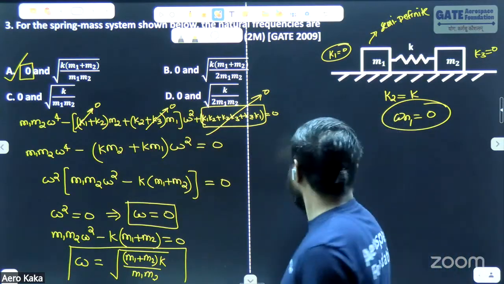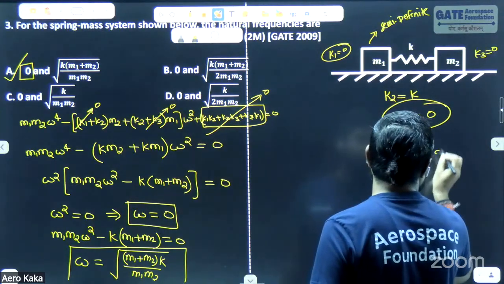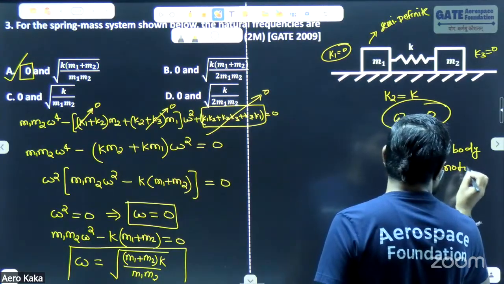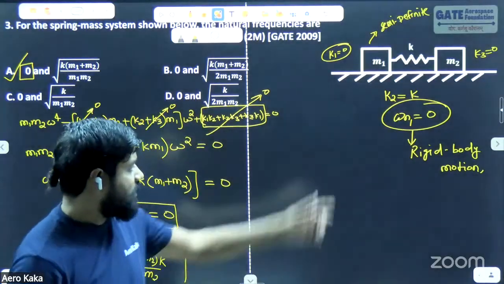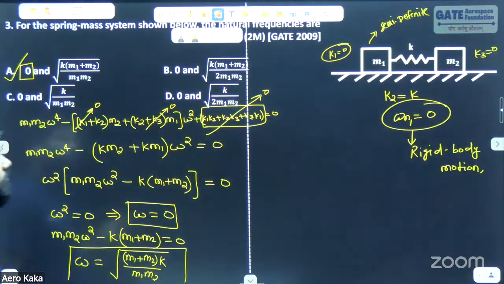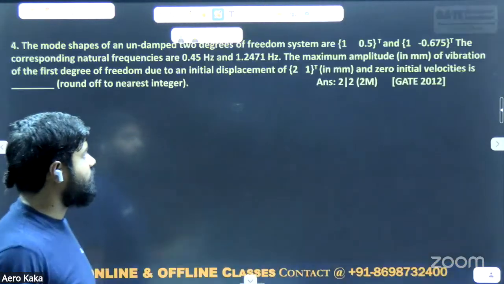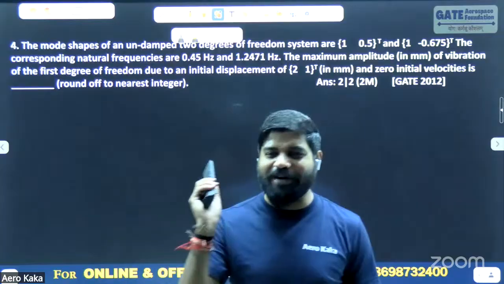Done. So which kind of motion is this? It's a rigid body motion. It means the system will not vibrate, or you can say oscillate, when this natural frequency is 0. Done? Say yes or no. These questions are very easy. Could you tell me what the concept is?